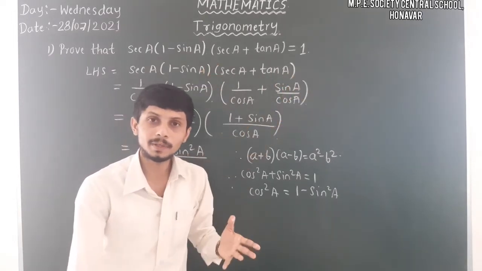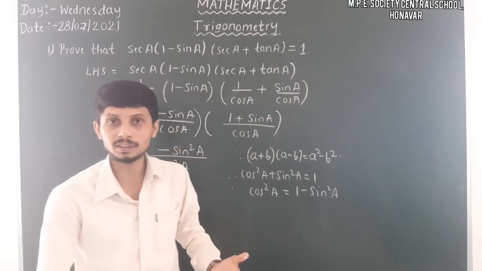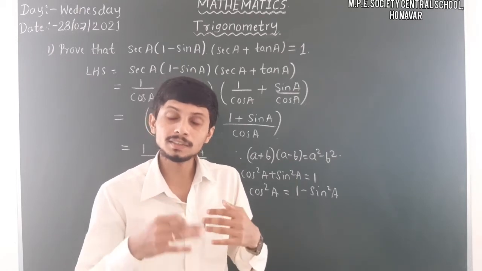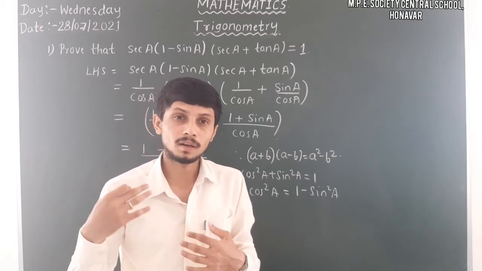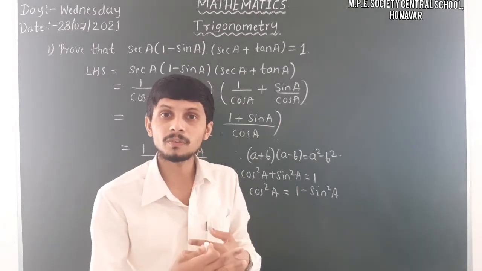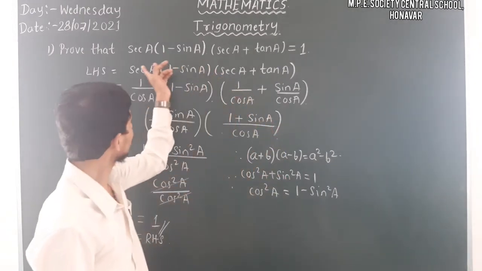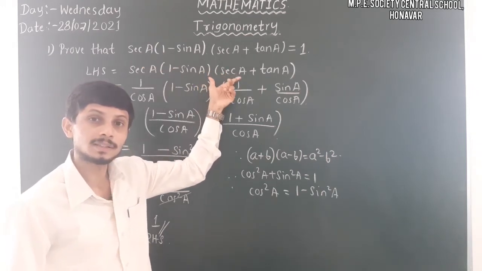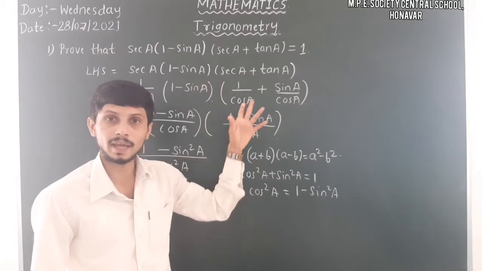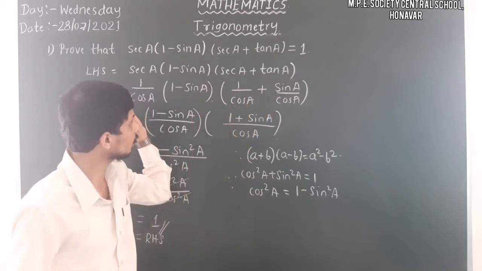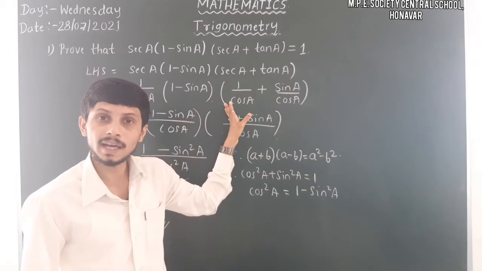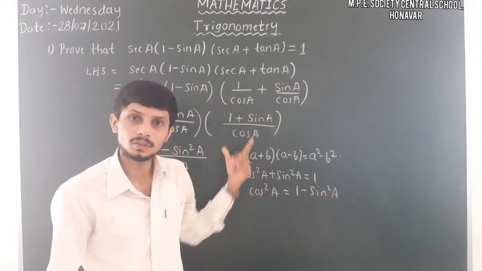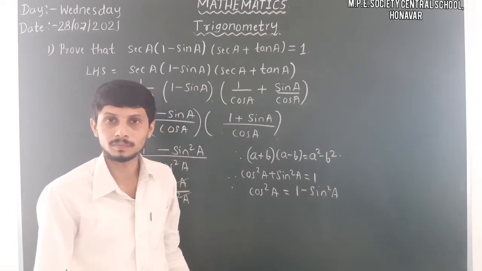The technique behind this is, whatever equation is given, you have to express it in the required form. Otherwise you have to express it in only one form of a trigonometric identity. Here we have secant A, tan A and sin A. Because of sin A it is difficult to convert it into tan A and secant A. So that's why I converted all into sin and cos, which relates to the first trigonometric identity. So likewise we proved it.